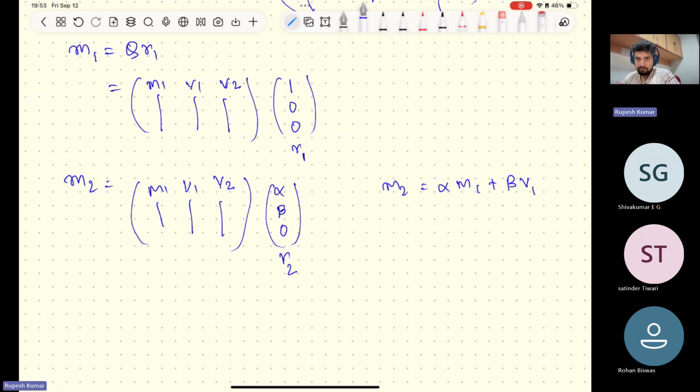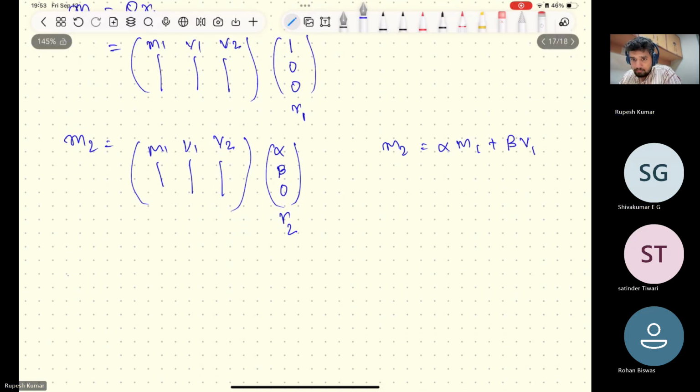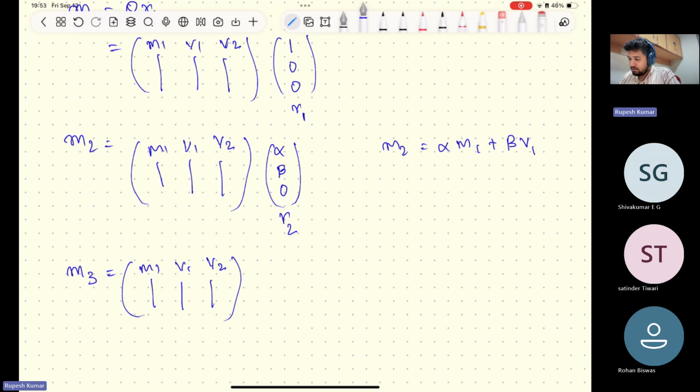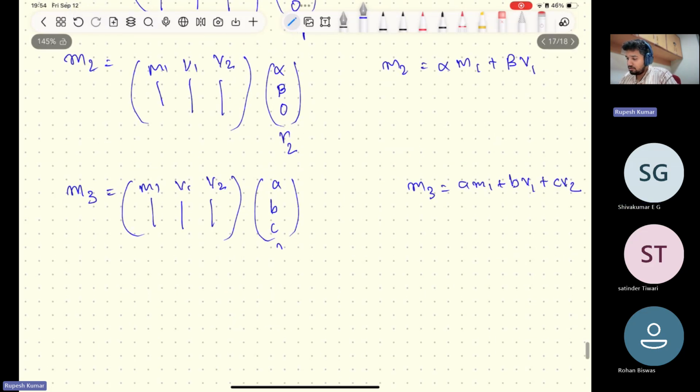Is this correct, everyone? Do you agree with me on this? And similarly, M3 will be M1, V1, V2, right? And again, M3, we know that A M1 plus B V1 plus C V2. So it will become A, B, and C. This will be your R3.